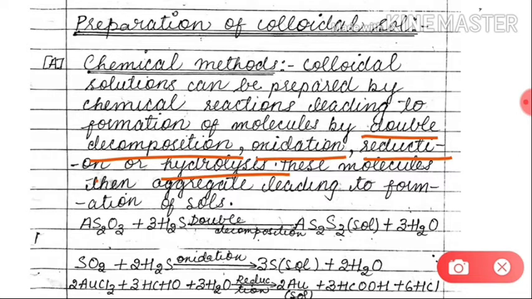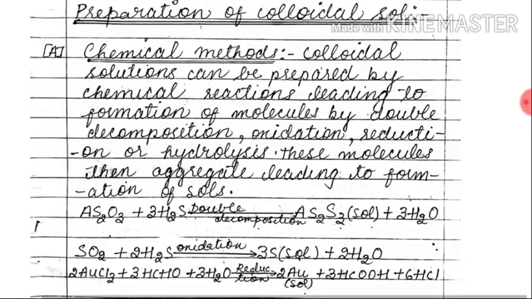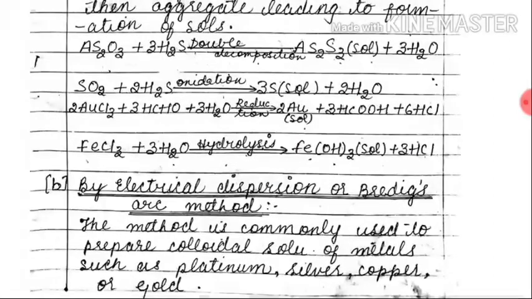Mainly what we are going to study in this is that after these types of reactions a compound will be formed, and these compound particles will have the dimension equal to the colloidal dimension, that is between 1 nanometer to 1000 nanometer. These 4 reactions are given here.